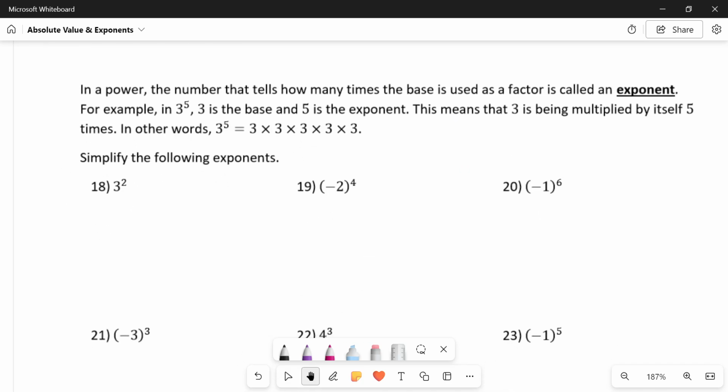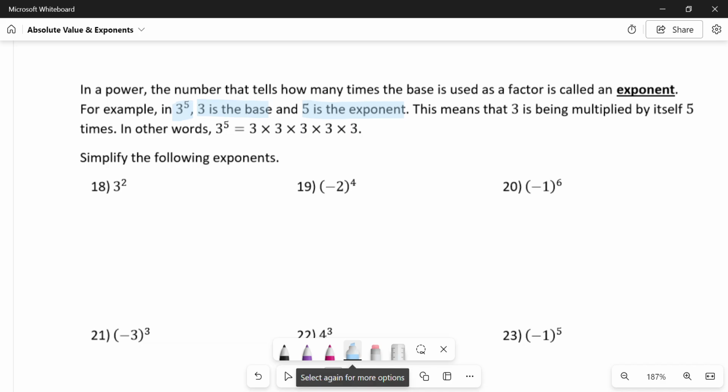Okay, the next thing we're going to talk about are exponents. In a power, the number that tells us how many times the base is used as a factor is called an exponent. For example, in 3 to the 5th, 3 is the base and 5 is the exponent. This means that 3 is being multiplied by itself 5 times. In other words, 3 to the 5th is 3 times 3 times 3 times 3 times 3.